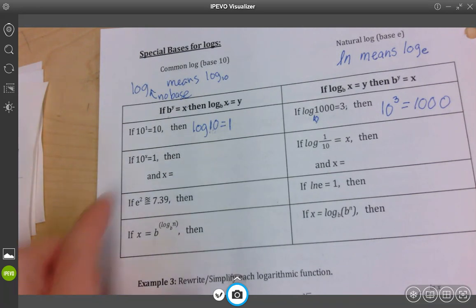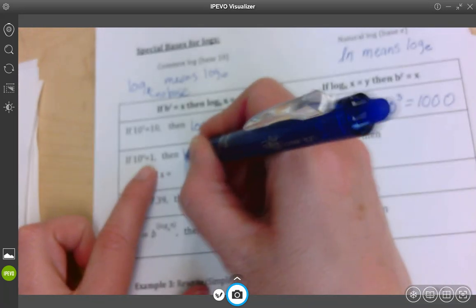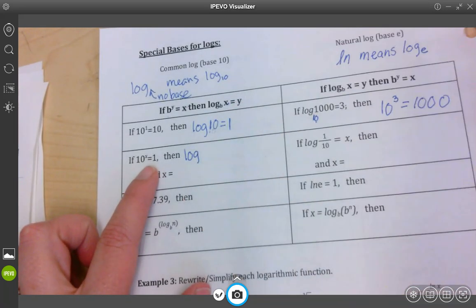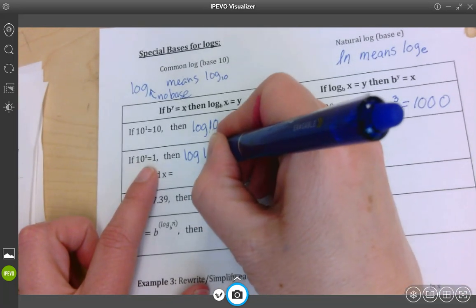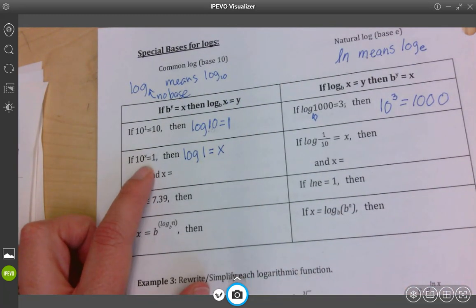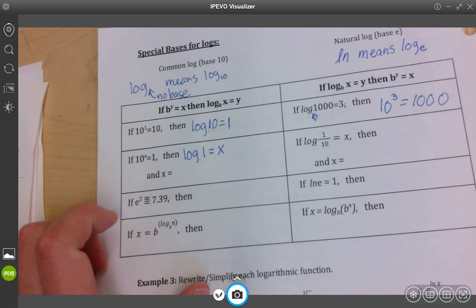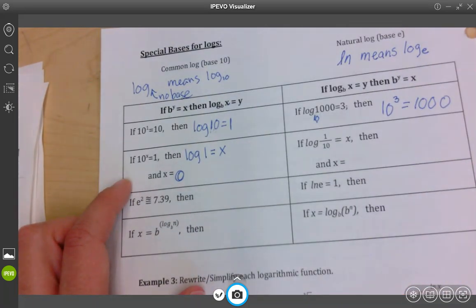Okay. 10 to the x equals 1. So log base 10, but I'm not going to write the 10. Then what number? 1. Good. Equals x. 10 to what exponent gives me 1? Maggie and Sally say 0. That's right. Anything to the 0 gives you 1.